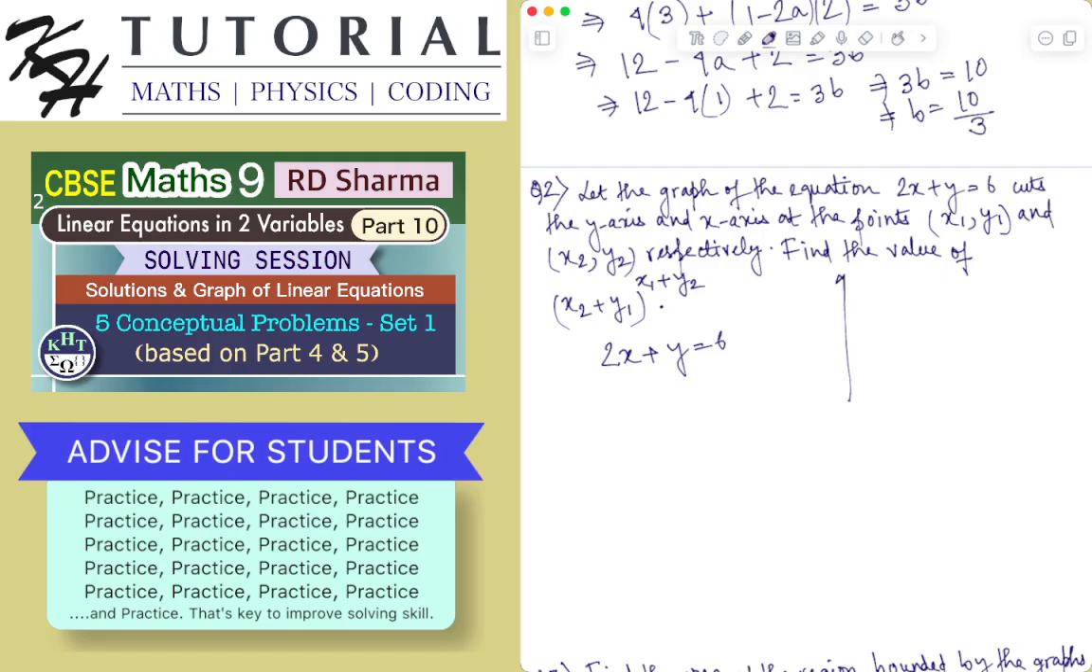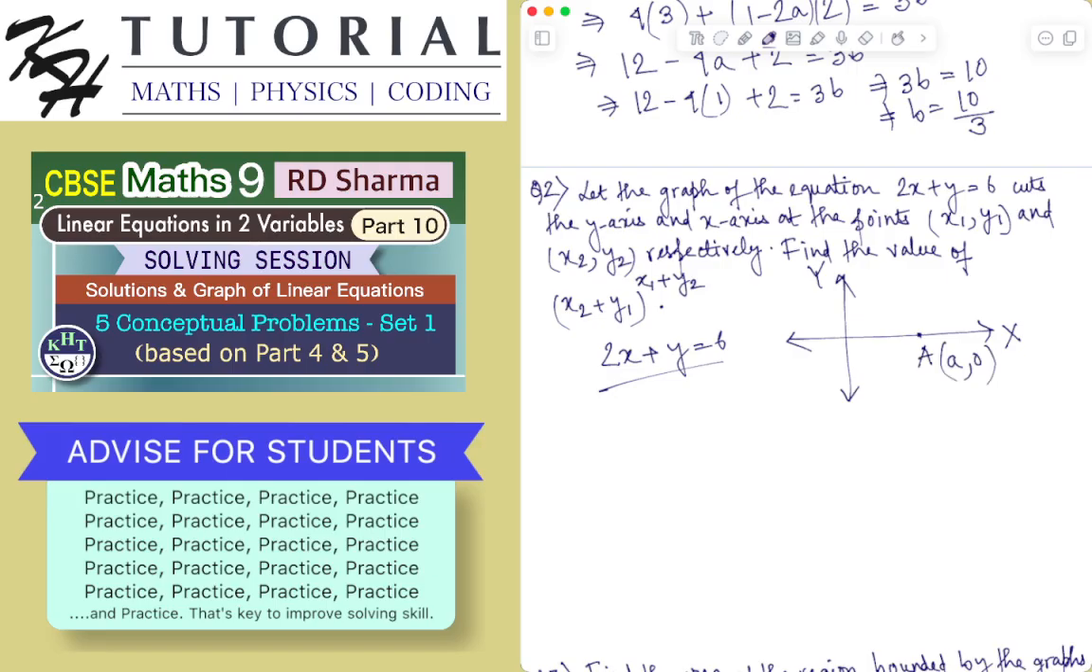So visually, let's try to understand. This is the y-axis and this is the x-axis. Let's say the graph of this equation, which will be a line, cuts the x-axis at the point A. Definitely, the coordinate of any point on the x-axis will be of the form (a, 0). The ordinate will be 0 for any point lying on the x-axis.